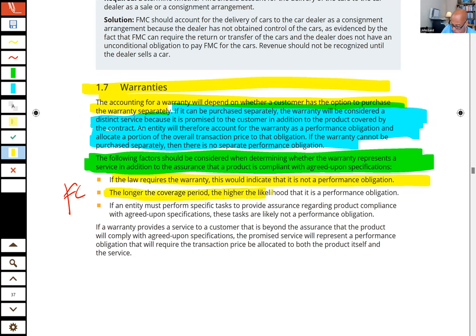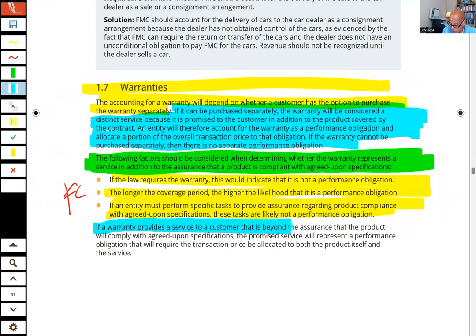The longer the coverage period, the higher the likelihood that it is a separate performance obligation. If the entity must perform specific tasks to provide assurance regarding product compliance within agreed upon specifications, these tasks are likely not a separate performance obligation. In other words, they say this is warranted for 1 year and there has to be a repair within that 1 year, then that would not be considered a separate performance obligation.